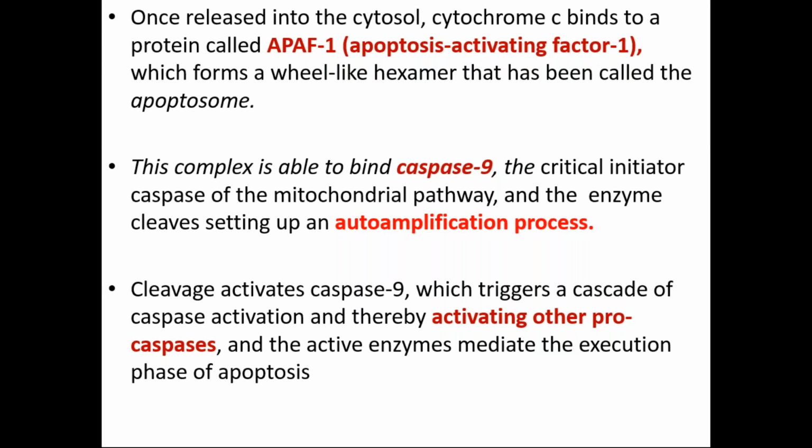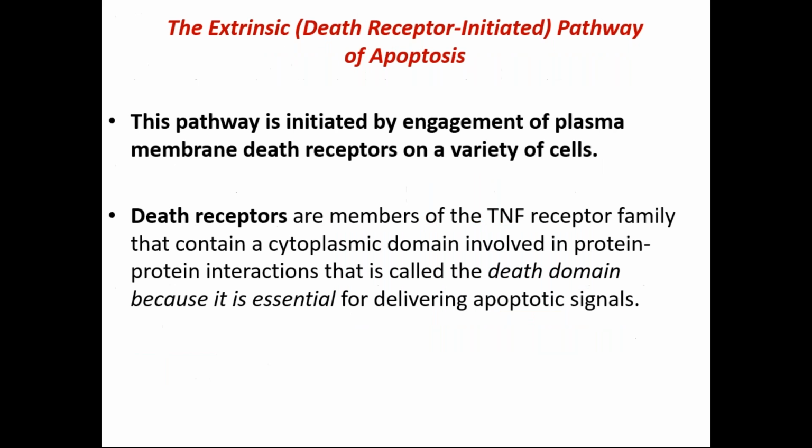This apoptosome activates caspase 9. So this is the initiator caspase of apoptosis. Cleavage activates caspase 9, which triggers a cascade of caspase activation, thereby activating other pro-caspases, and the active enzymes mediate the execution phase of apoptosis.